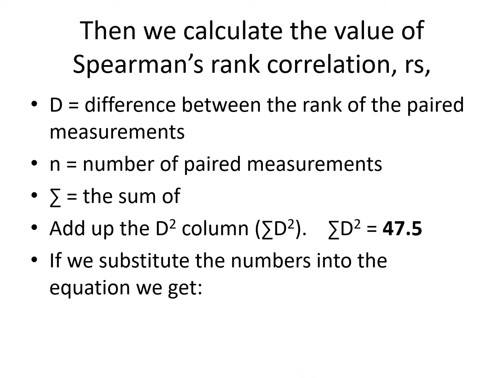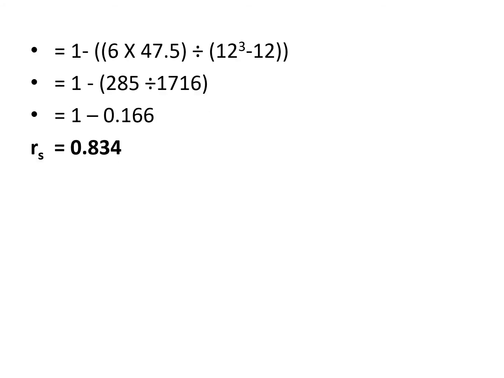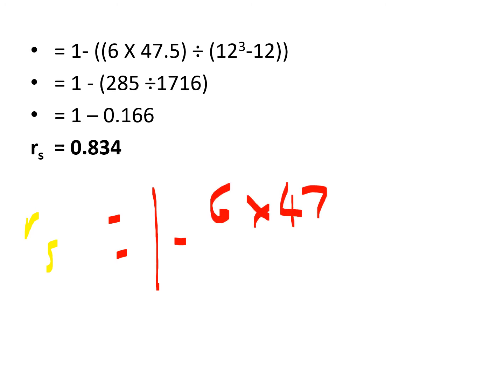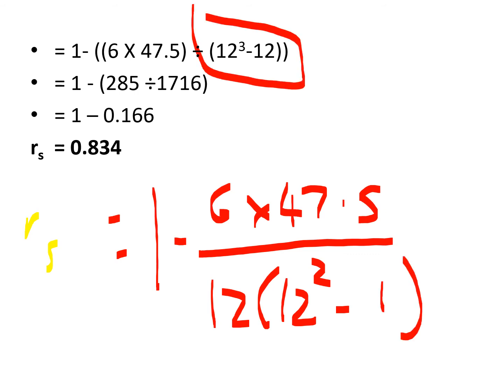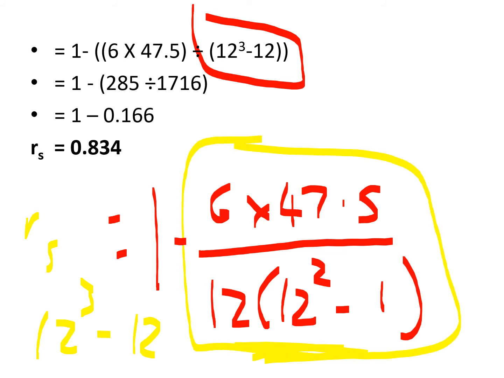Okay, so plugging that in, if you have a look at the different bits, we've already got that bit, and so we can plug it into the equation, and so you would have your rs value, choose a different colour, equals 1 minus, and you've got 6 times 47.5 over 12 squared minus 1. What they've done here is they've just taken out these brackets, so that would be 12 cubed minus 12. It's exactly the same thing. Okay, so you work out all of that, and it's take that away from 1.